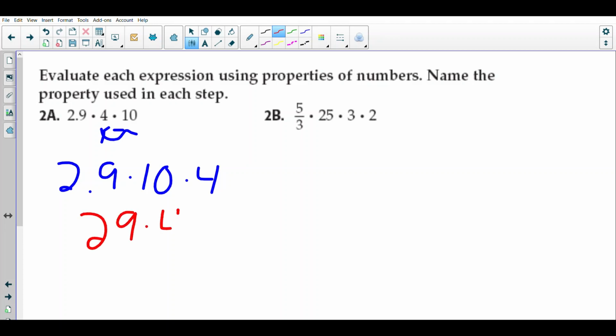So then 29 times 4, well, now it's not as good, but at least now I can work with no decimals. So 9 times 4 is 36, carry the 3. 4 times 2 is 8, plus 3 is 11, so I get 116. So it makes it a little bit easier. Okay.